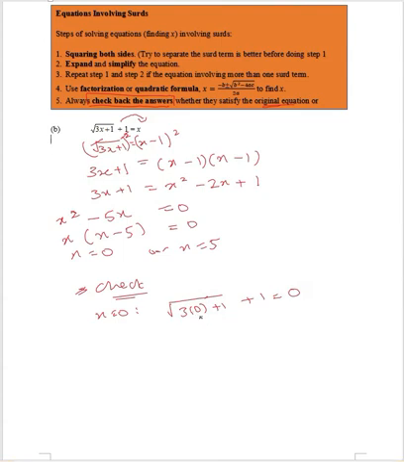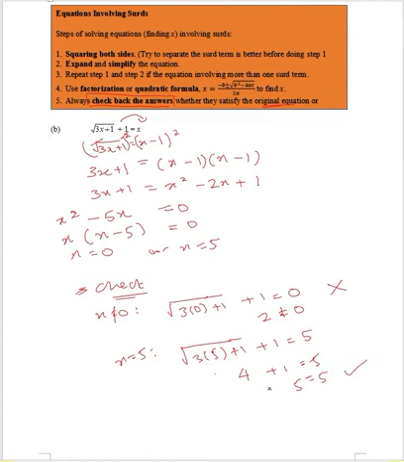So 3 times 0 is 0 plus 1, surd 1. So surd 1 plus surd 1 is equal to 2, which is not equal to 0. So we reject this answer. And then for x equal to 5, 3 times 5 is 15 plus 1 is 16. Square root of 16 is 4 plus 1. Both left and right hand side are equal to 5. The only answer that we are going to accept is x equal to 5.